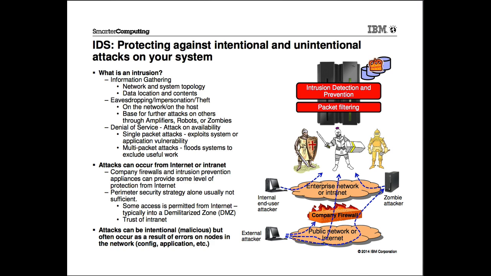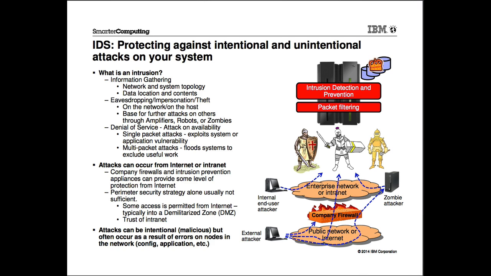So what is an intrusion? There's three types of intrusion. There's information gathering, right? Somebody's probing your system to find where are the open ports, what's the topology, where's the data. Also eavesdropping, impersonation, and theft. People try to get on the network and they try to grab information or to learn what's there.